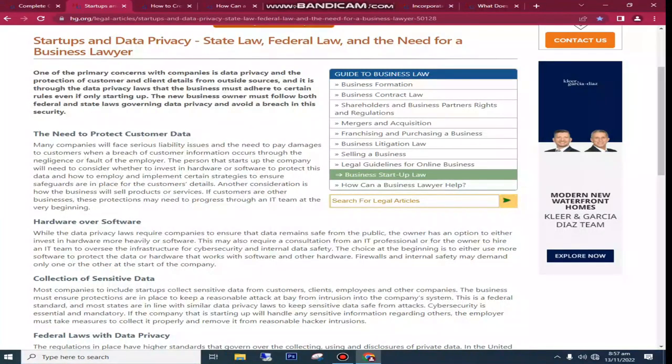Many companies will face serious liability issues and the need to pay damages to customers when a breach of customers' information occurs through the negligence or fault of the employer. The person that starts up the company will need to consider whether to invest in hardware or software to protect this data and how to employ and implement certain strategies to ensure safeguards are in place for the customer details. Another consideration is how the business will sell a product or service. If to customers or other businesses, these protections may need to progress through an IT team at the very beginning.